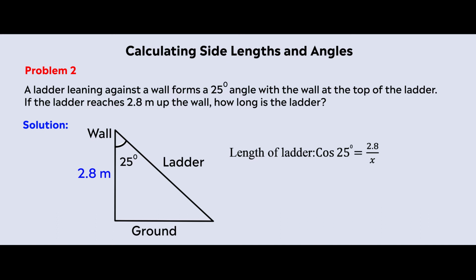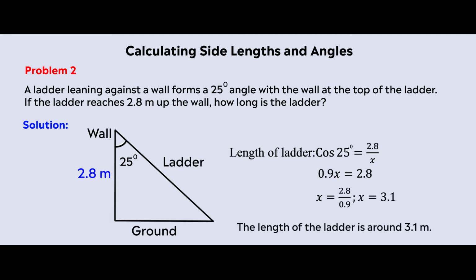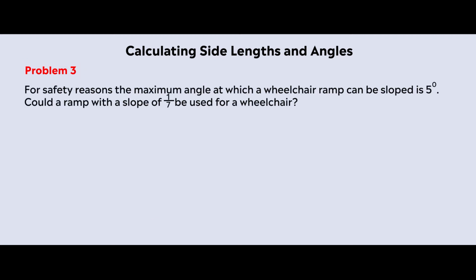So, using calculator, the value of cos 25 would be around 0.9. So, 0.9 x equals to 2.8 and we get x as 3.1. So, the length of the ladder is around 3.1 meter. Again, let's look at another problem, that's problem 3.